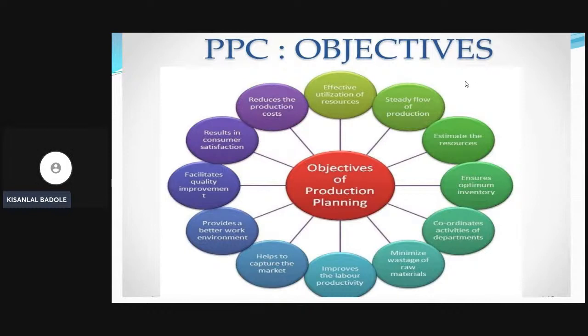At the same time keep in mind that when we supply the product in a market, the competition is also much more, as well as effective utilization of resources. These are the particular parameters and objectives required from the production planning and control point of view.